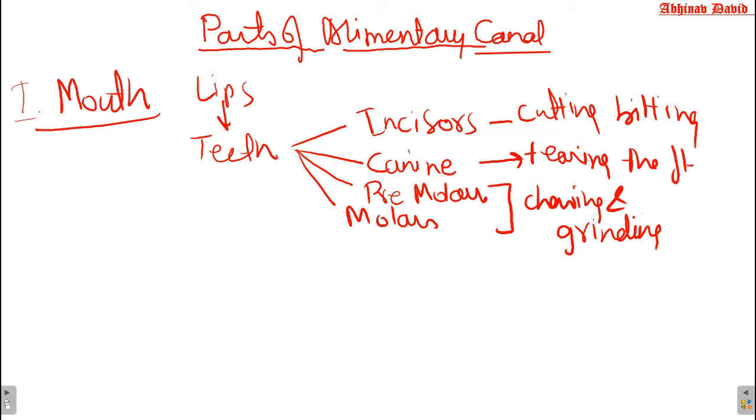So human beings contain all 4 different types of teeth. If you see our upper jaw, this is the upper jaw, this is the lower jaw. If we divide the jaw into 2 parts, the upper jaw is divided into 2 halves. So the incisors are here, and then we have canines, and then we have premolars, and then we have the molars. This is how the teeth are arranged.